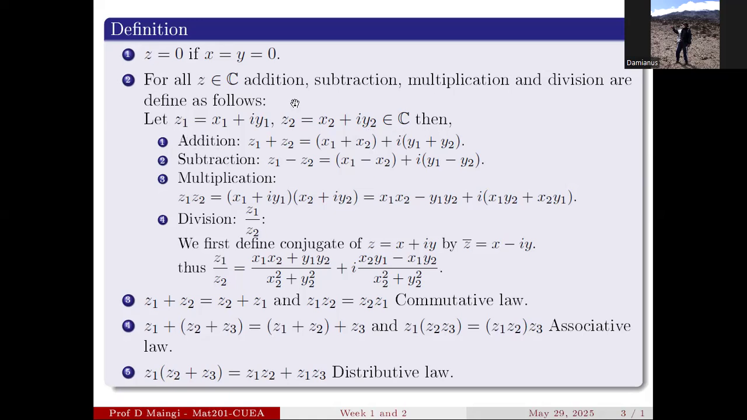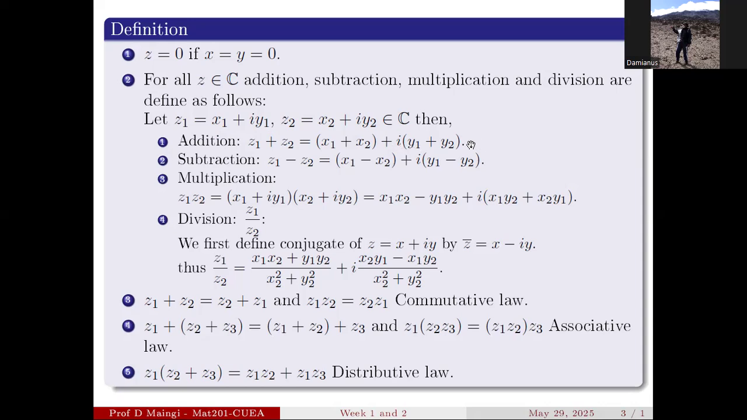So Z1 plus Z2, these two complex numbers can be added. How? The real part of the first one, plus the real part of the second one, is X1 plus X2. And then the imaginary part of Z1 is this one, and the imaginary part of Z2 is this one. So Z1 plus Z2 will be X1 plus X2 plus i times Y1 plus Y2.